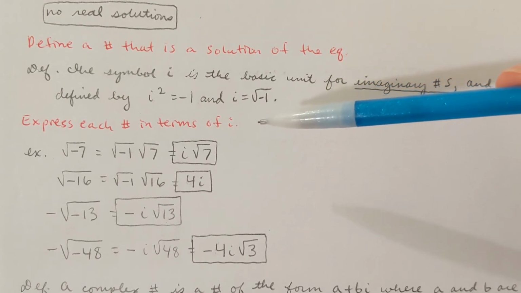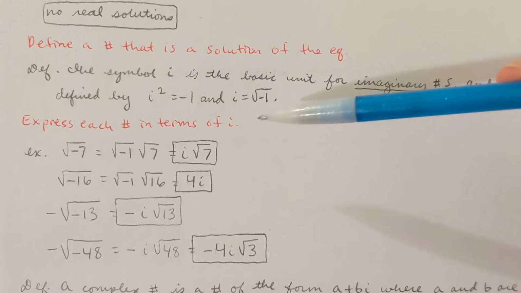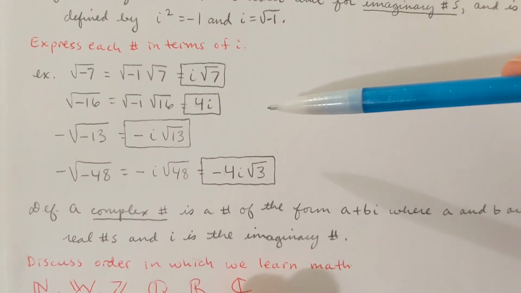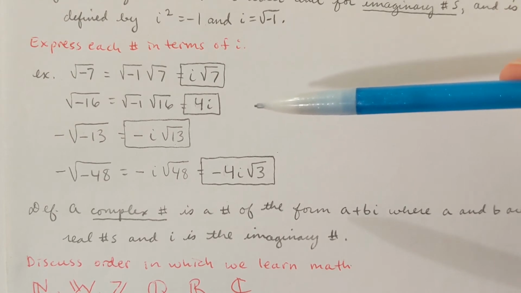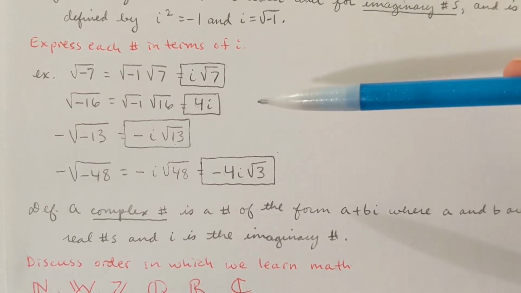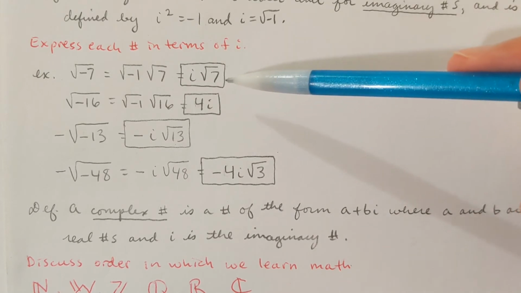Okay, so I want to express each number in terms of i. The square root of negative 7, well, that's the square root of negative 1 times 7, which is the square root of negative 1 times the square root of 7. The square root of negative 1 is i, so i root 7.